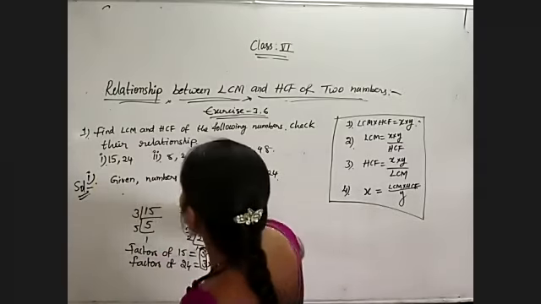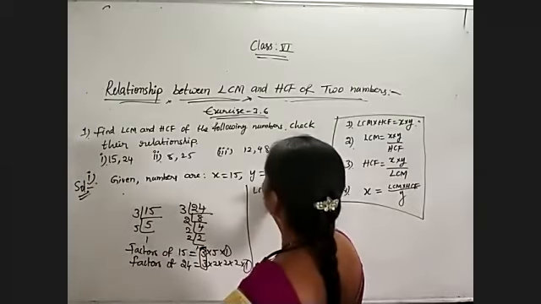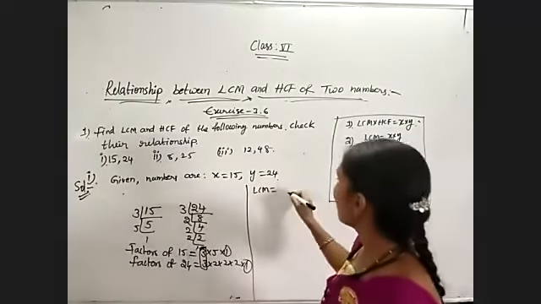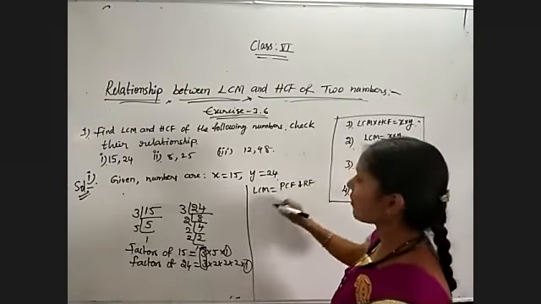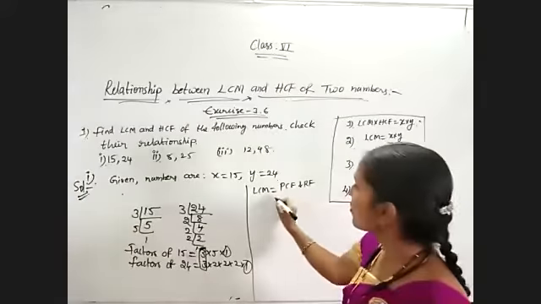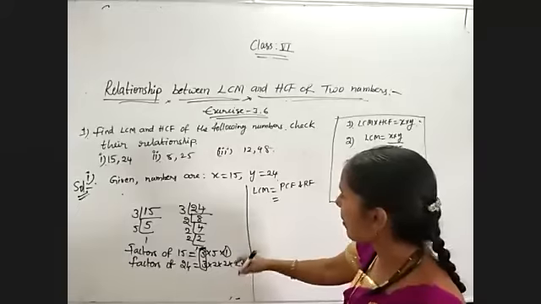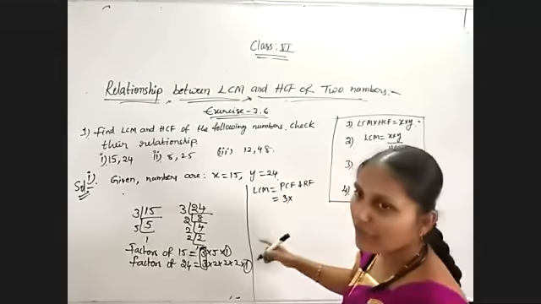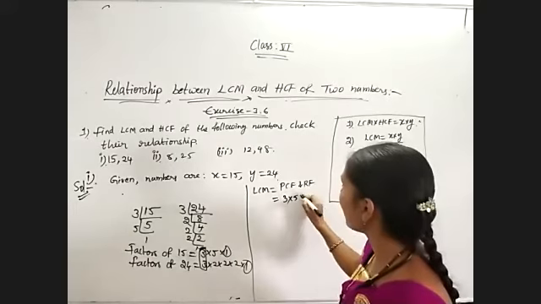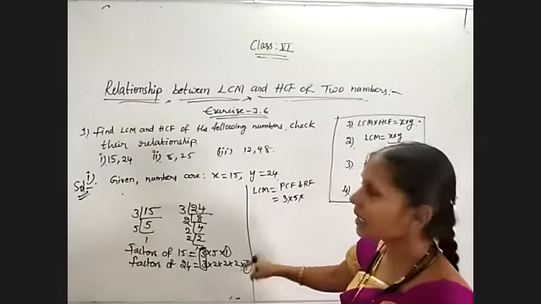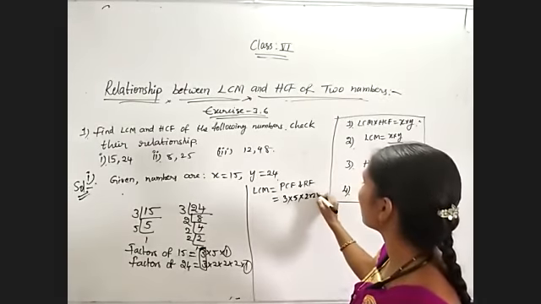LCM of those two numbers is equal to the product of the common factors and the remaining factors. That formula we need to write completely. So, the product of the common factors: the common factor is 3. Remaining factors: in the first number I have the factor 5, and in the second number 2 repeating 3 times, 2 into 2 into 2.